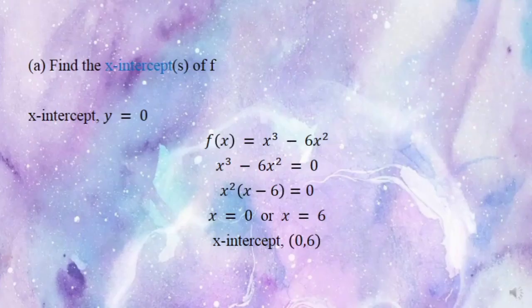Assalamualaikum warahmatullahi wabarakatuh. My name is Siti Nur Syakirah binti Syabani. I will start with question A: find the x-intercept of f. f(x) equals x cubed minus 6x squared. First of all, we need to find the x-intercept using y equals 0. So x cubed minus 6x squared equals 0. Here we can expand or factor the function. So we get the answer: the value of x is x equals 0 and x equals 6. For the graph, we have two points, (0, 0) and (6, 0).